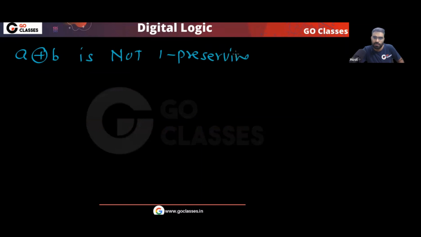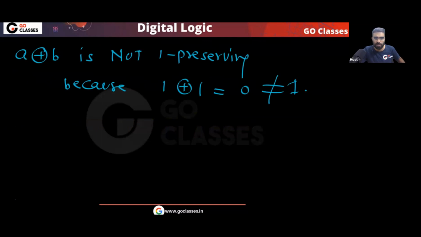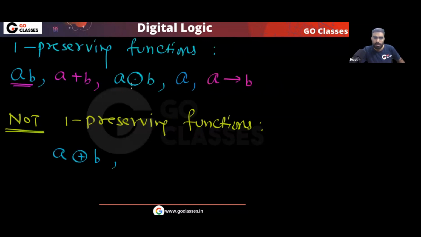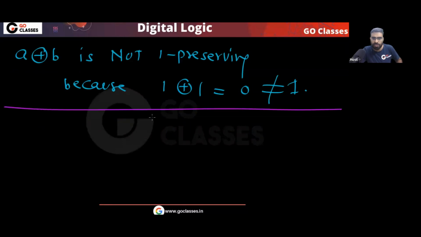Tell me. This is not one preserving. Why? Because if you replace all the variables by 1, then the result is 0. The result is not 1. Okay, the result is not 1. Is this clear? This XNOR, this is your biimplication. Remember, this XNOR itself is your biimplication.